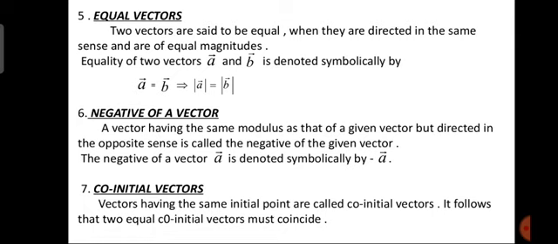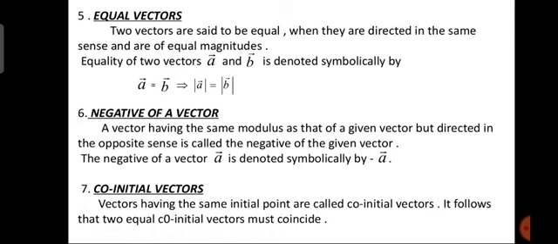And what is the negative of a vector? A vector having the same modulus as that of a given vector but directed in the opposite sense. If they have the same modulus, that means the magnitudes are the same but the direction is opposite, then we can say the vector is the negative. That is the negative of the given vector.